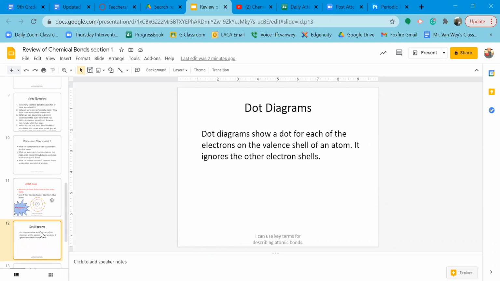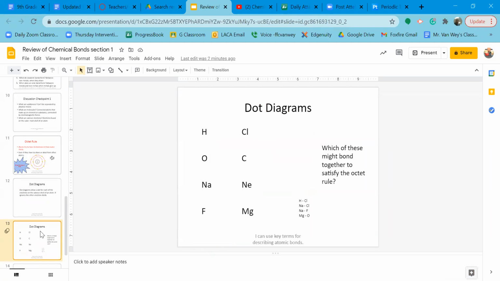Dot diagrams. A dot diagram is used to show the electrons on that valence shell. It ignores the inner shells. The inner shells are not relevant when we're doing Lewis dot diagrams. We talked about these a little bit when we were doing Bohr models, but basically, that's not big enough. Let's go with a great big fat dot. Okay, that's way too big. All right, we'll stick with what we had. Okay, so there's a dot here. That's hydrogen's 1 electron on its outer shell.